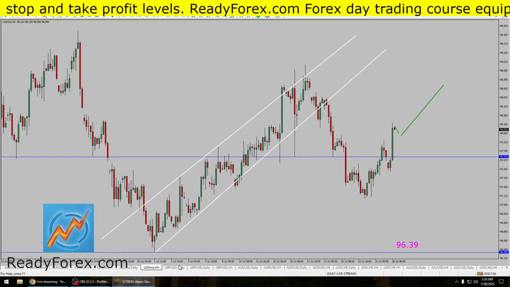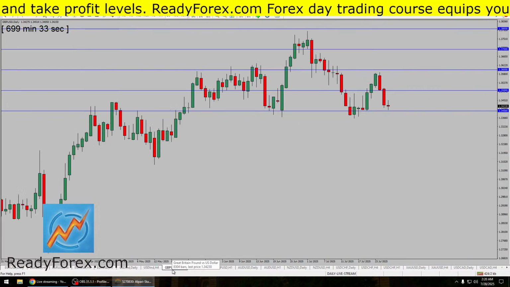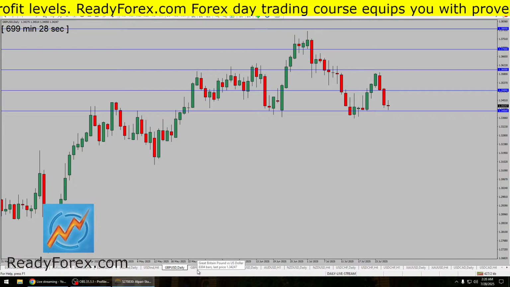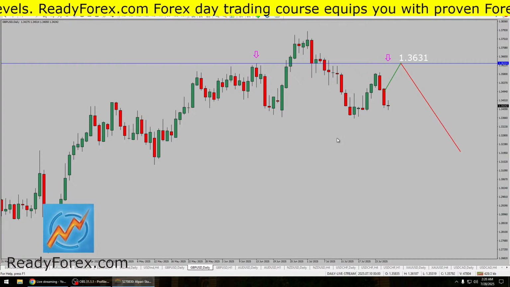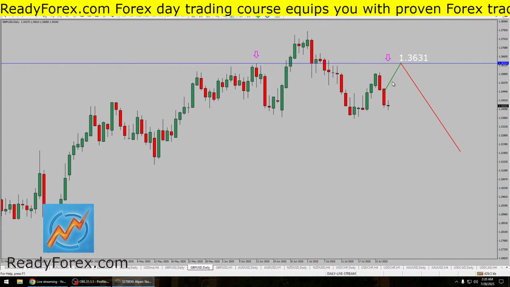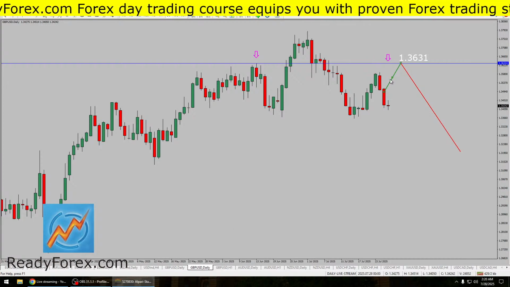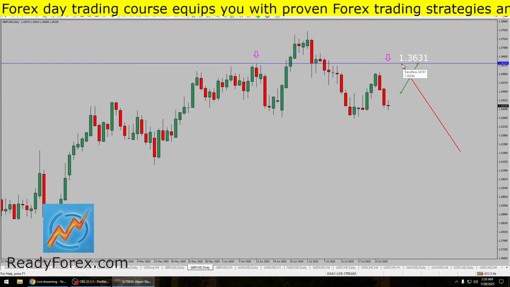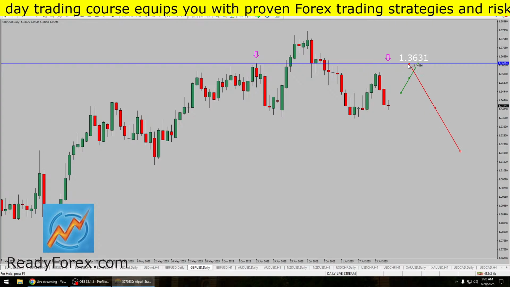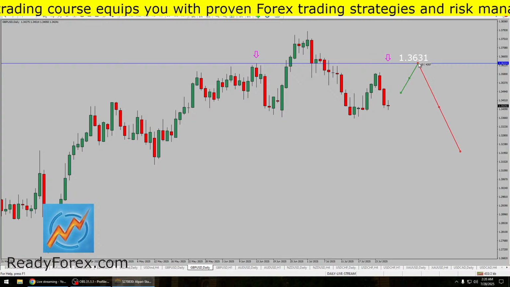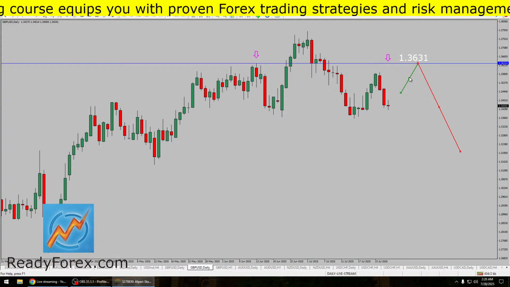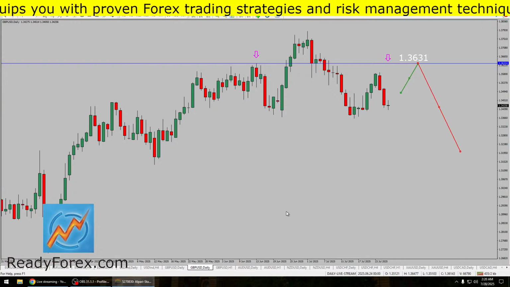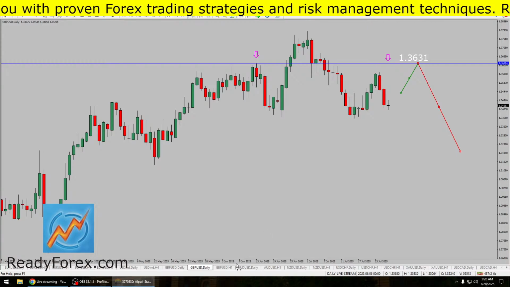Next, let us take a look at pound dollar GBPUSD currency pair daily time frame. Regarding the pound daily chart, the way I see, I'm still waiting for the price action to rise up and reach the 1.3631 level. So then, I might look for a sell pattern over here in GBPUSD currency pair.